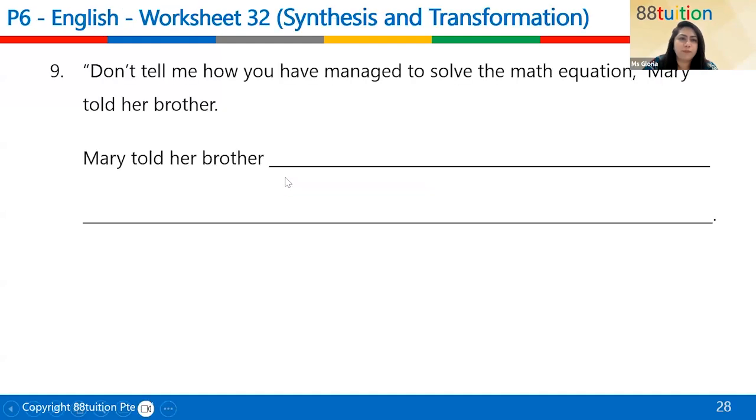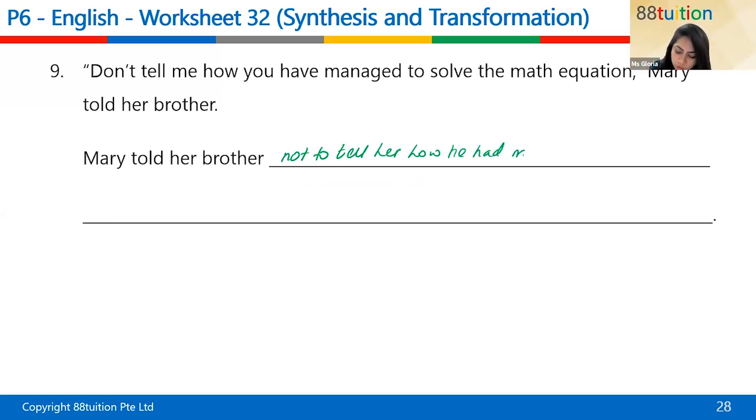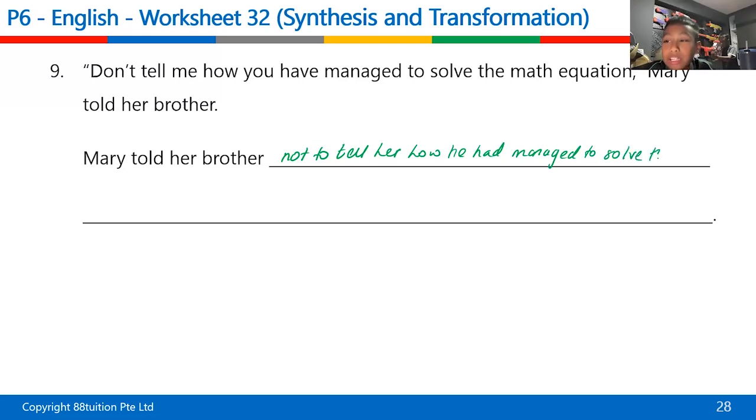Alright, I'm on to number 1. Okay, read the question and give me the answer. Mary told her brother not to tell how he had managed to solve the math equation. Alright, Mary told her brother not to tell her how he had managed to solve the math equation.